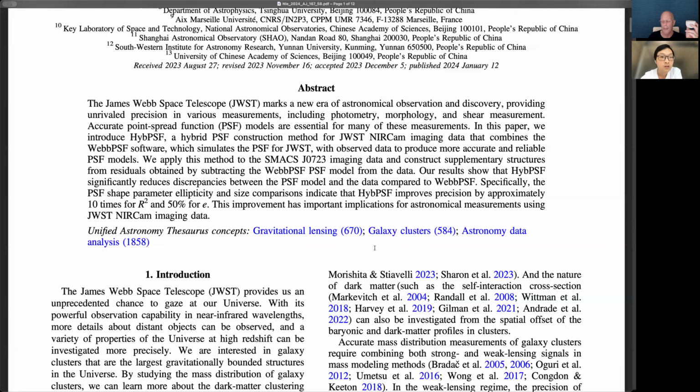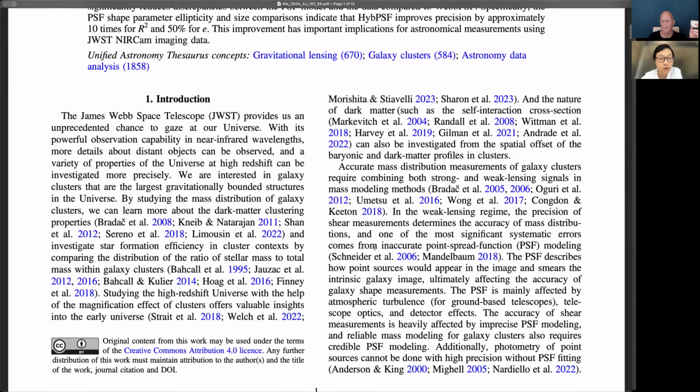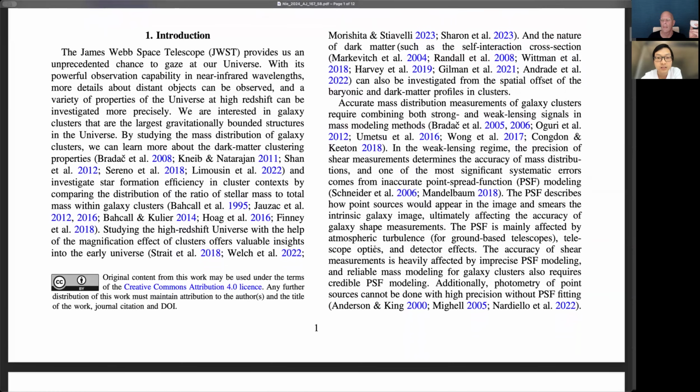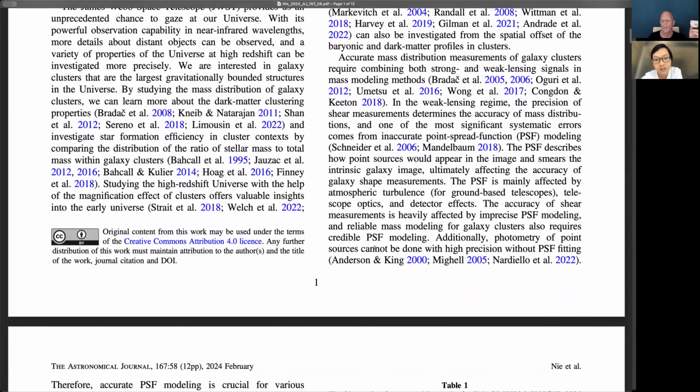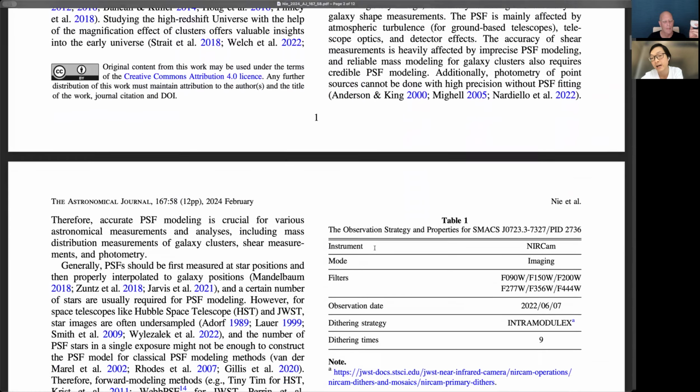So as we go into the second section, we started to do our data reductions.